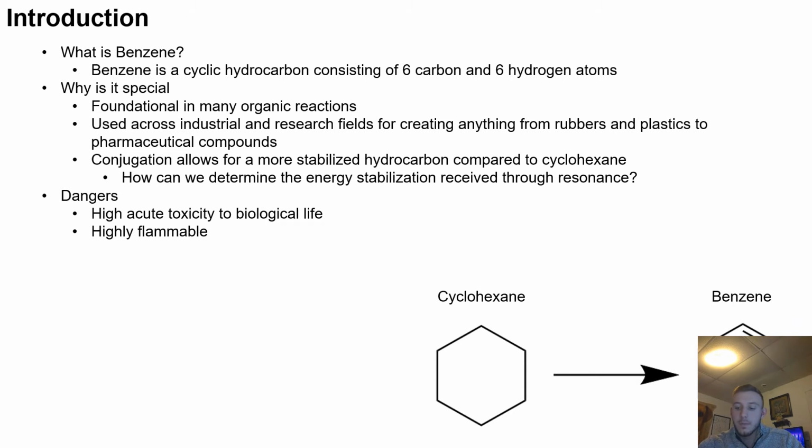Now, performing experiments with benzene first off is dangerous because it's high in acute toxicity, and it's highly flammable. So this is something that is very important for us to analyze in benzene, but being smart chemists, it might not be as beneficial for us to actually use benzene in our experiments because of these dangers. So how can we do this without putting ourselves in harm's way?